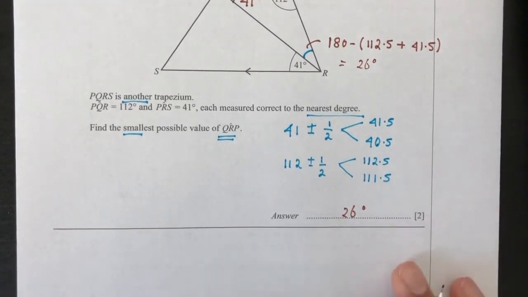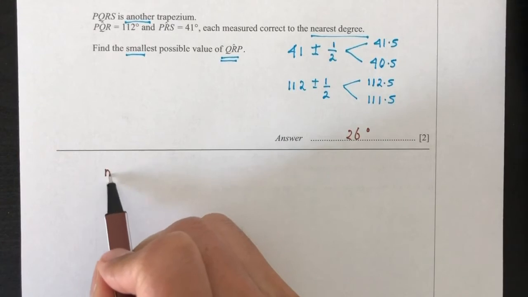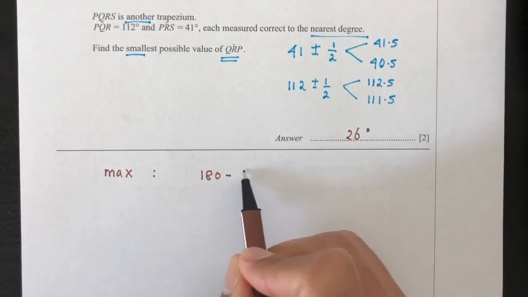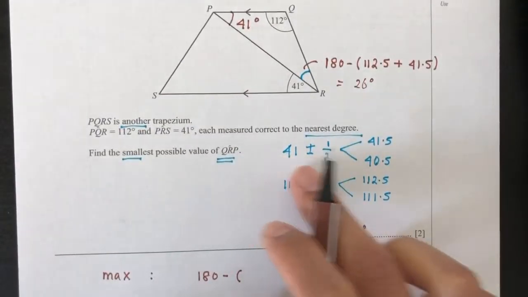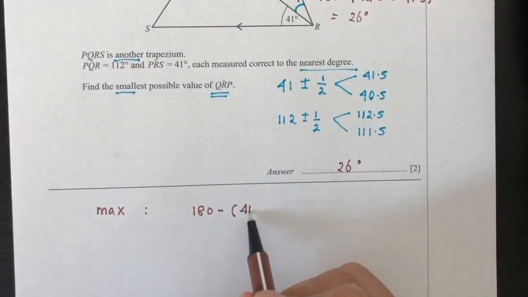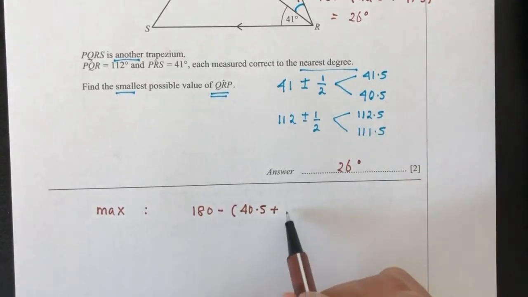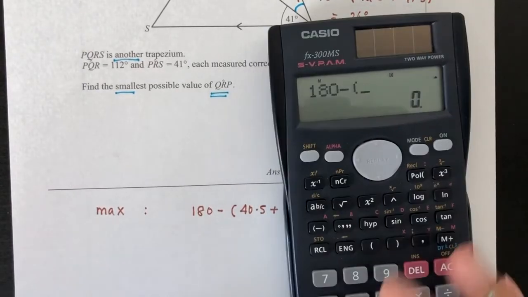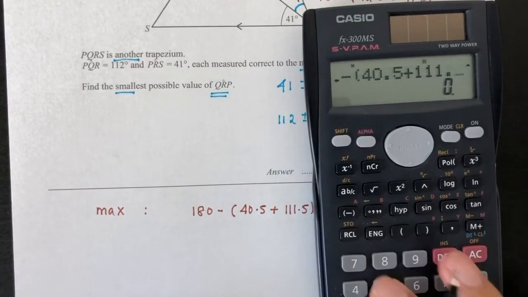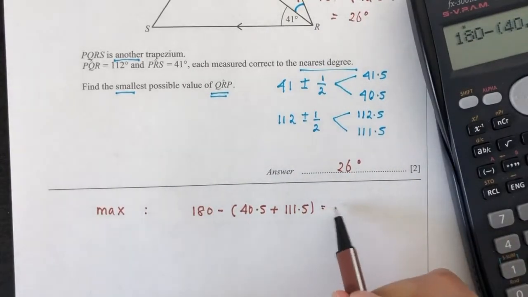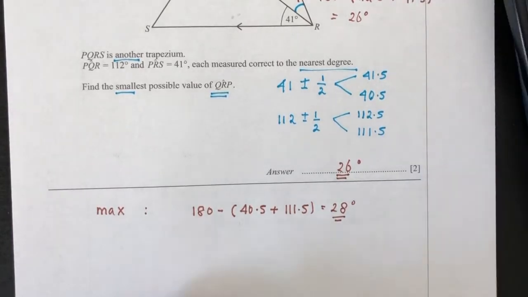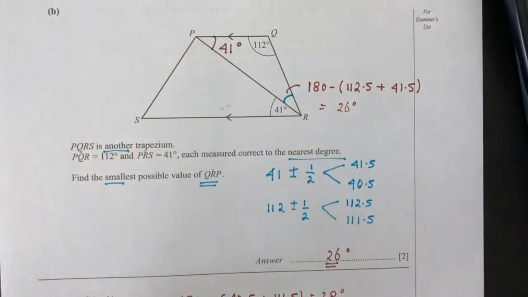But now let's say this is just for you. How would you find the maximum possible angle? So you will do 180 minus the smallest possible. Smallest will be 40.5 plus 111.5. That will be 28. So the maximum possible angle will be 28, and this one is your smallest possible angle. So just a way for you to understand how to find those values. And that will be question number 6.